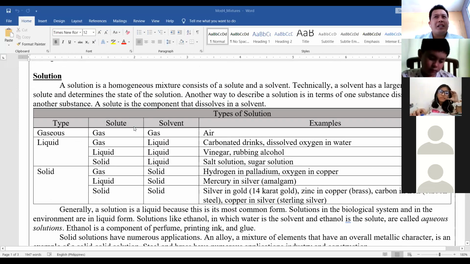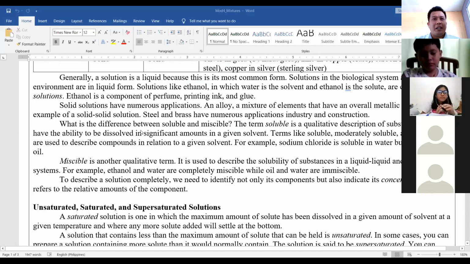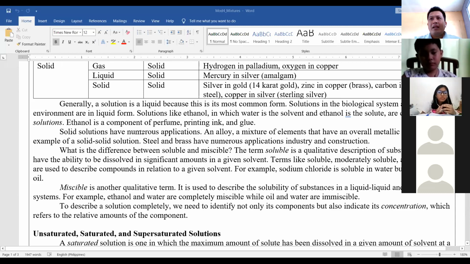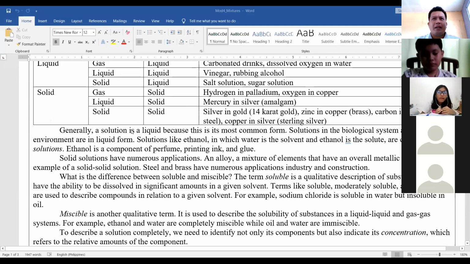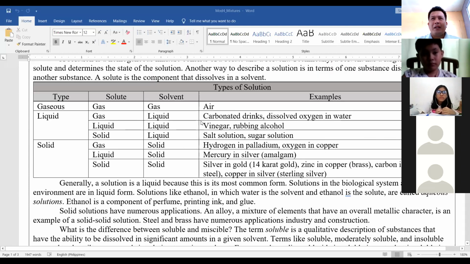So we have here different types of solutions. Solutions are actually homogeneous mixtures, and solutions could either be hypo solution, or what's the term there? When you add more solvent than solute, I forgot the term there. I think it's not present in your module. No?